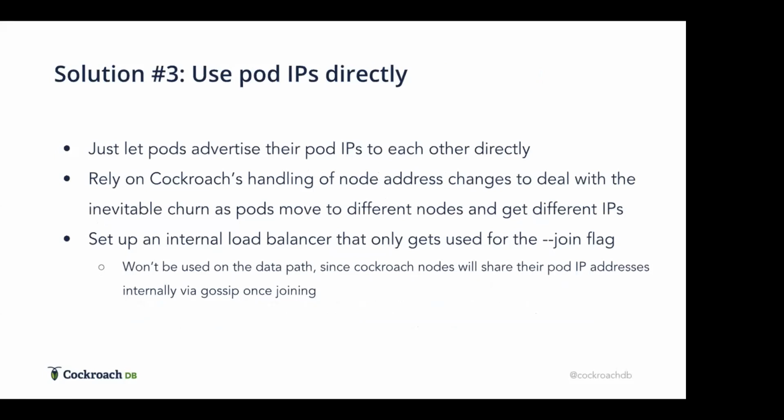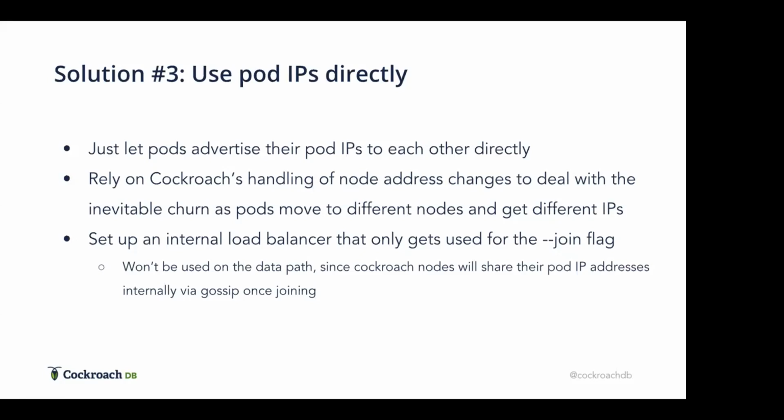The next solution, which you can do if you have direct communication between pods in different clusters, is to just let the pods advertise their internal pod IP addresses to each other directly. And of course, as pods get deleted and recreated on a new node, they might come back up with a different IP address. But Cockroach is able to actually handle this as long as the disk is moving around with the pod. So you can just rely on Cockroach's ability to handle node addresses changing to deal with the churn that will inevitably happen as pods move around the cluster.